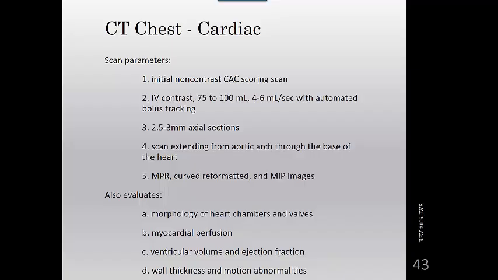Now, a CT chest also can evaluate the morphology of the heart chambers and the valves, the myocardial perfusion, or how the blood's perfusing the tissue, and the ventricular volume and ejection fraction, where you can measure how big the ventricle is, if there's some disease process going on there, and you can also measure the ejection fraction, which is how fast the ventricles pump the blood out. And also it'll show wall thickness and motion abnormalities as well.